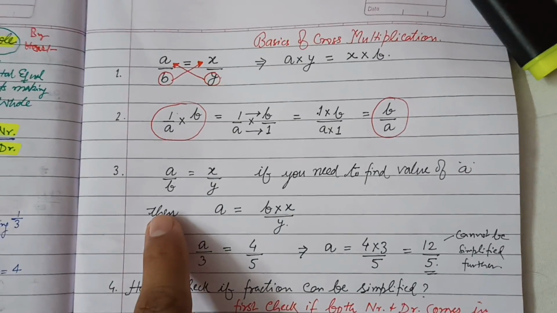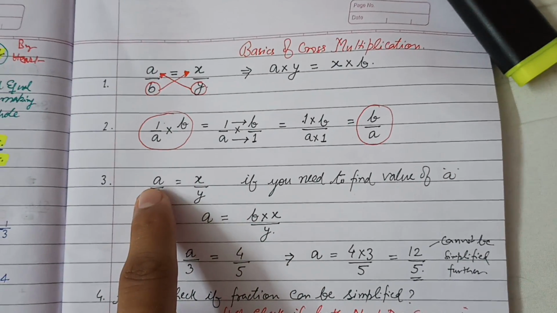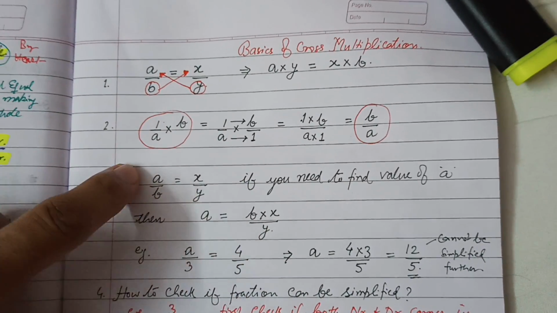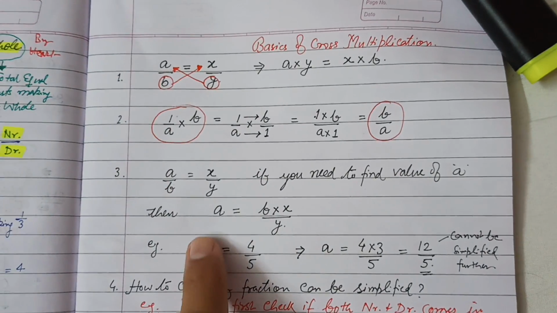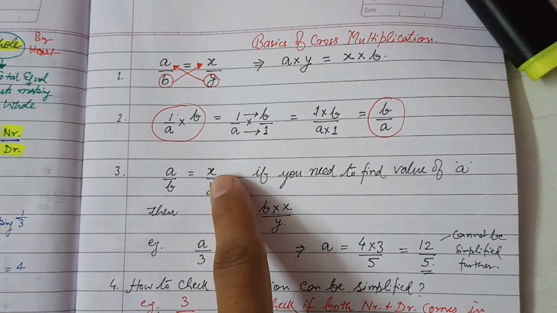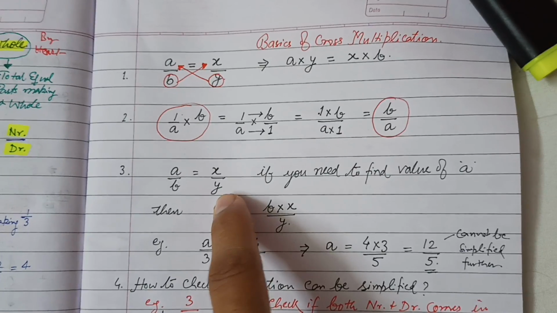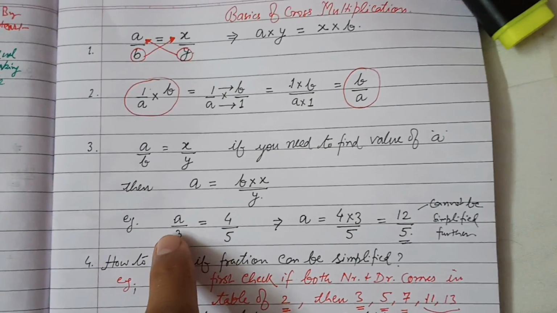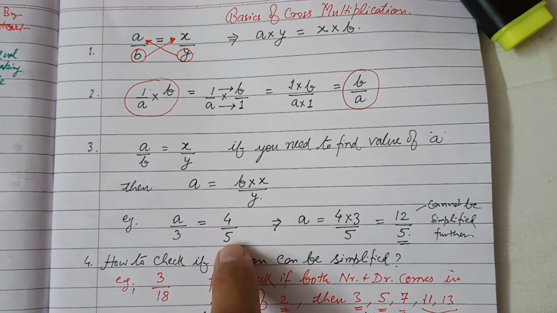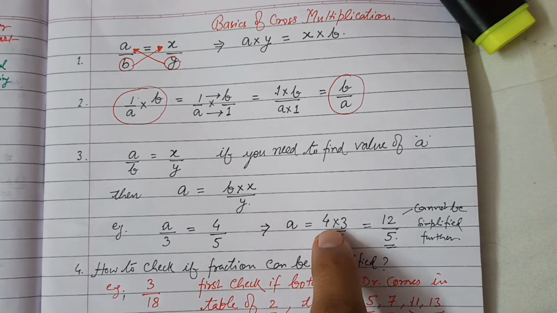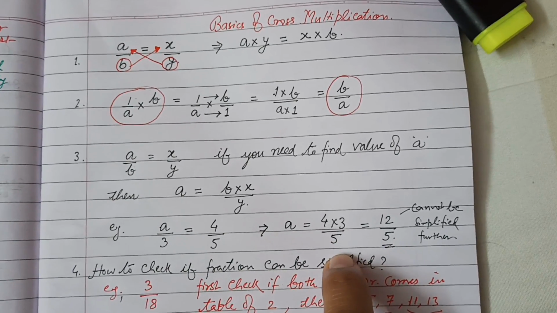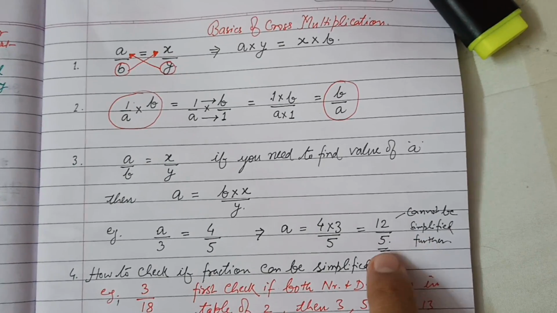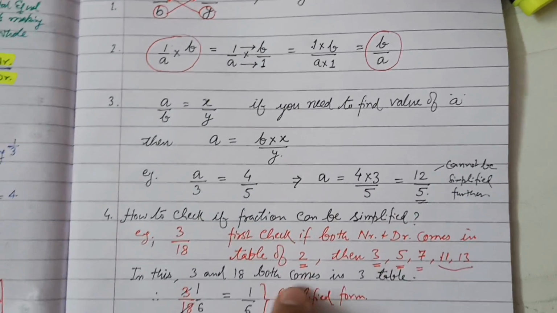Remember this thing also. Third thing is, if you want to find something, a by b and x by y is given, and everything is given except a, then a will be equal to b into x divided by y, as per our cross multiplication principle, right? Let's take an example. Let a by 3 is equal to 4 by 5. Then a is equal to 4 into 3 divided by 5 equal to 12 by 5. Now it cannot be simplified further, so this is the answer. So a is equal to 12 by 5.